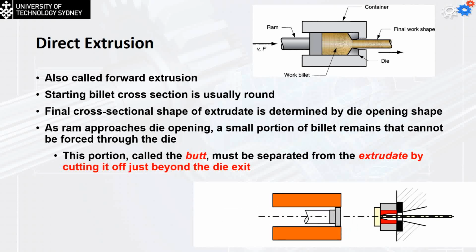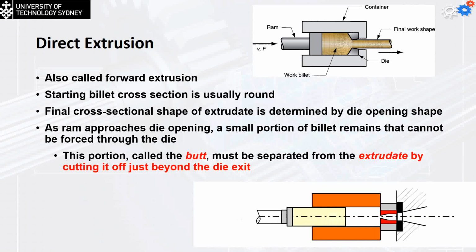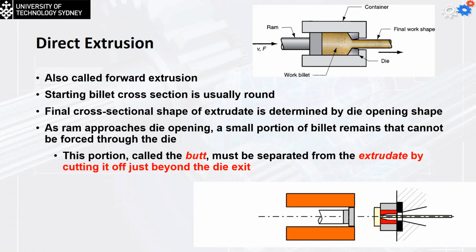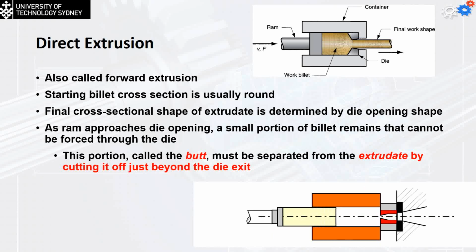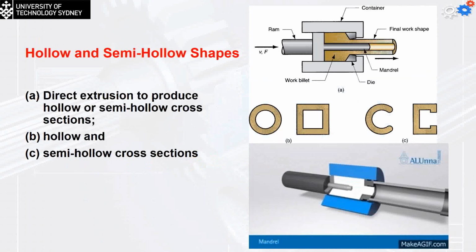Now, in this case, these are the hollow and semi-hollow shapes which can be made using the extrusion process. Simply, we add a mandrel in the middle of the die, attached to the ram. Then we force the material, and we're going to have a hollow shape in the middle. I can change it to a different shape to get different hollow parameters in the middle. This is an example of the work.